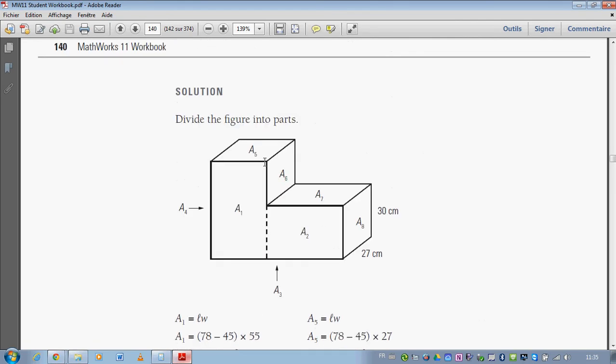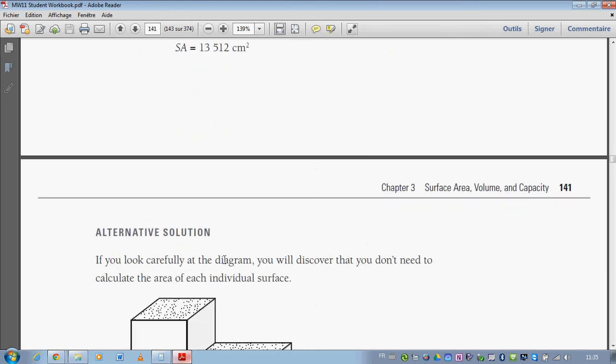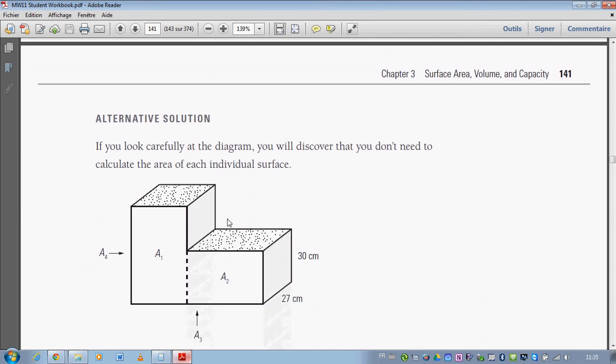And as they show you, they decided to split it up into different areas, and that's exactly what you're supposed to do. You're supposed to take this shape, break it down into its areas, figure out each one of these areas individually, and then add them all up together at the very end. So that would have given you 13,512 centimeters squared.